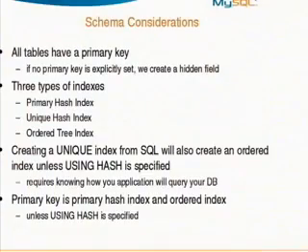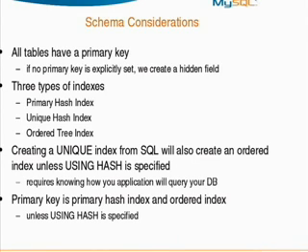So, schema considerations. Internally, all tables have a primary key, and if you don't set one explicitly, we create a hidden one. You can do some really cool tricks with partitioning in 5.1 to get table partitioning across nodes based on things other than the primary key.